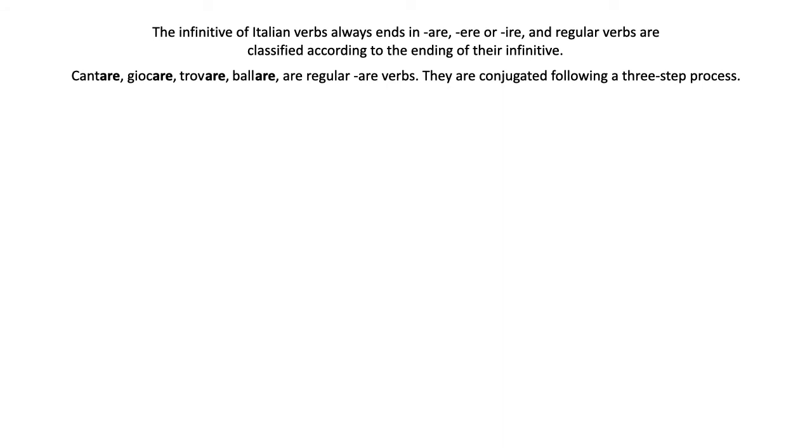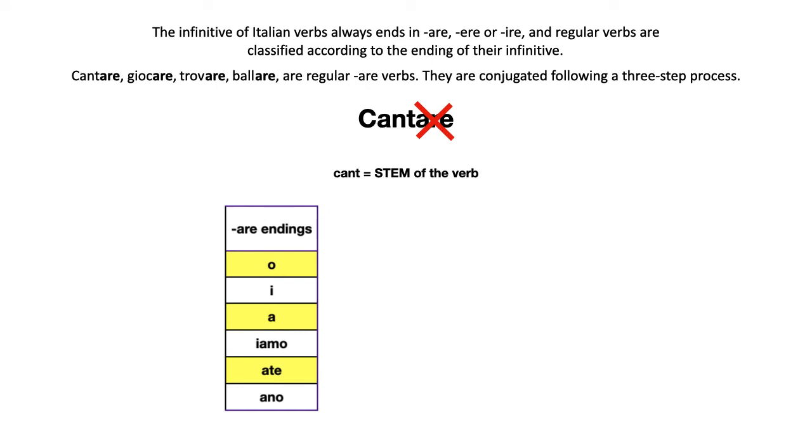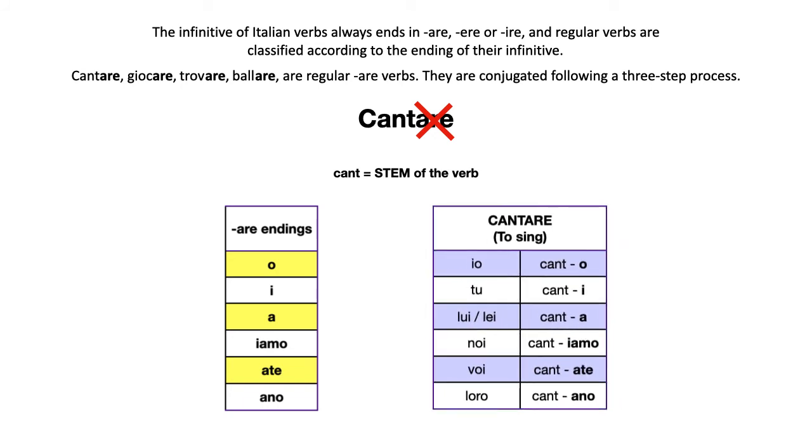I'm going to start by showing you an are verb, like cantare. First step is, of course, we get rid of the are of the ending of the infinitive. And I hope you remember that what we're left with after we get rid of that ending is called the stem of the verb. And then we take our little trusted table of are endings, right? And we basically insert them after the stem, right, in their order. And behold, that way we get our conjugation table. So it goes io canto, tu canti, lui, lei canta, noi cantiamo, voi cantate, loro cantano.